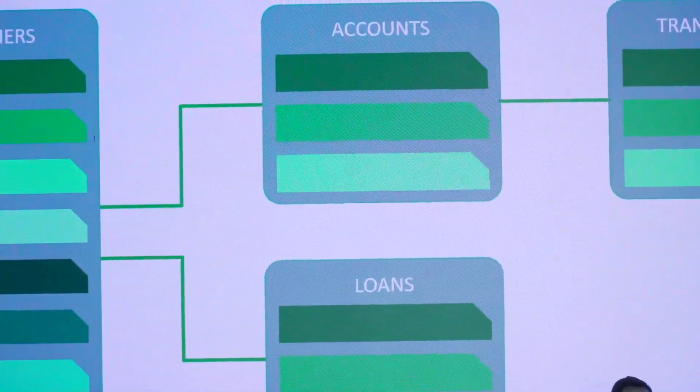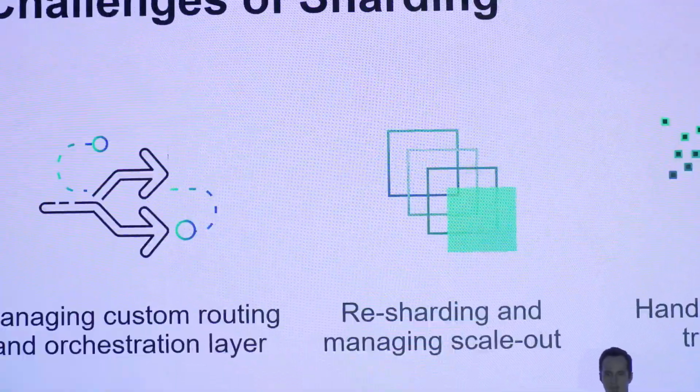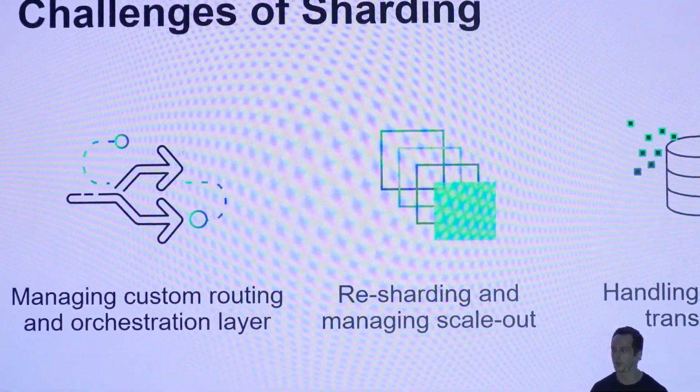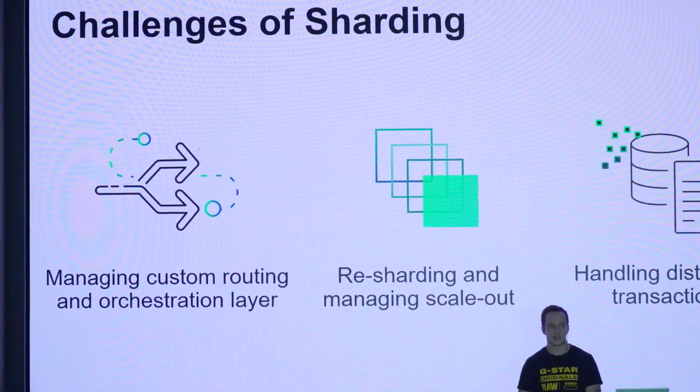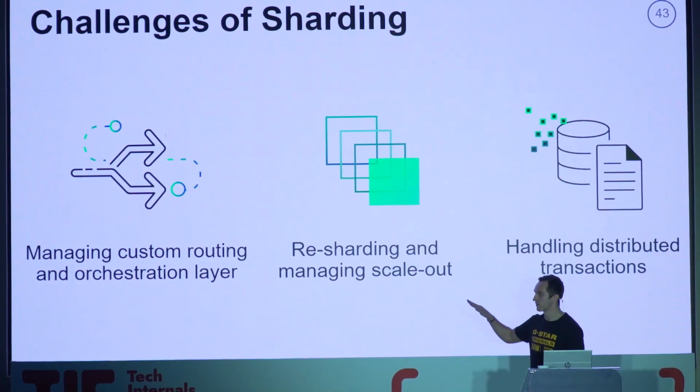So should we just go ahead and use shards right away? Is it that simple? Well, I guess you know the answer is of course not. Sharding is complex, there are multiple challenges here, and we have identified three of them.